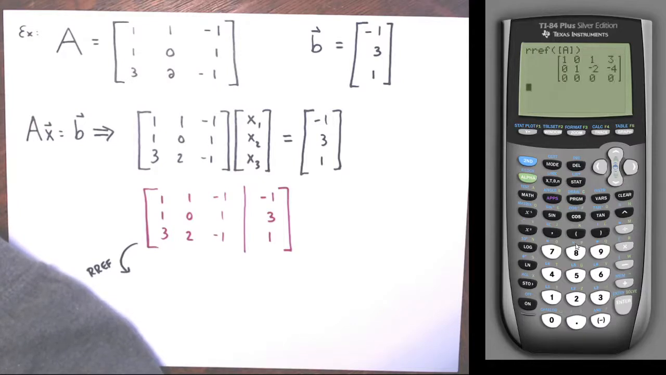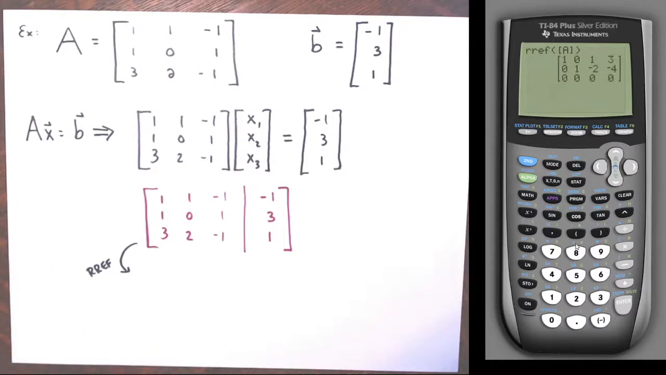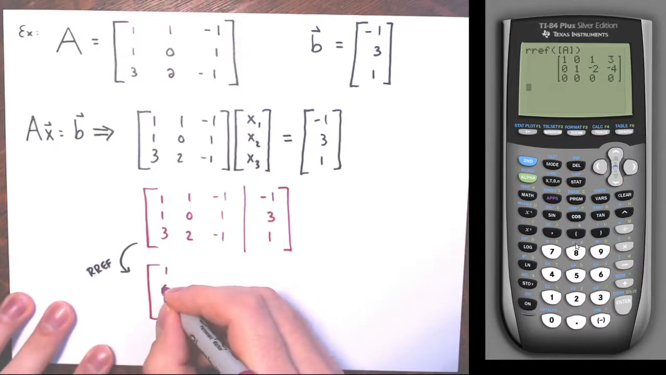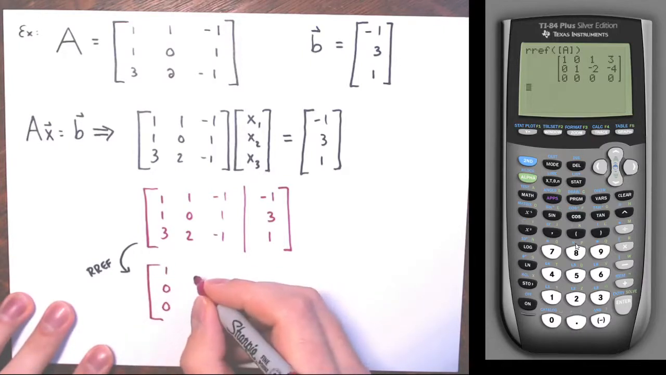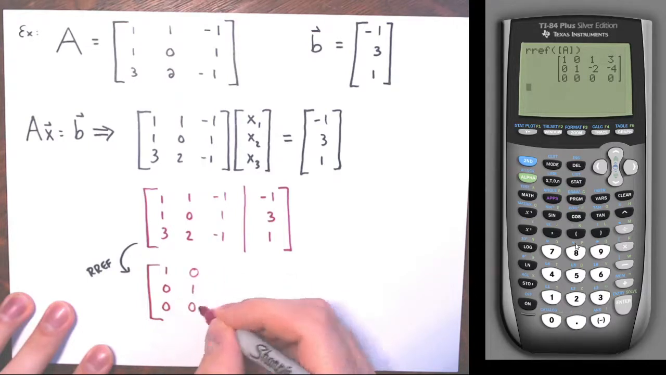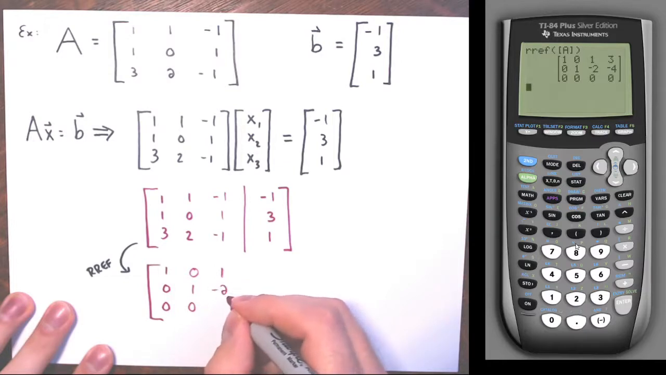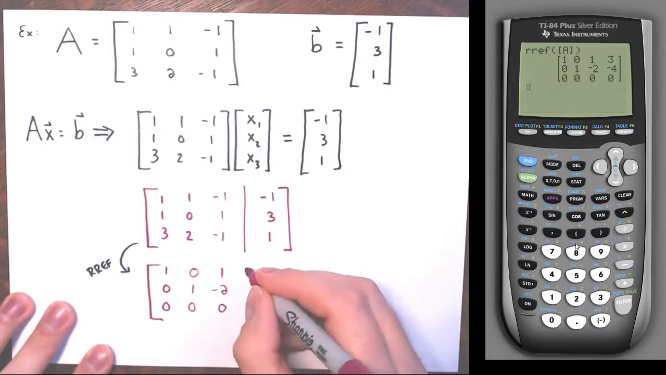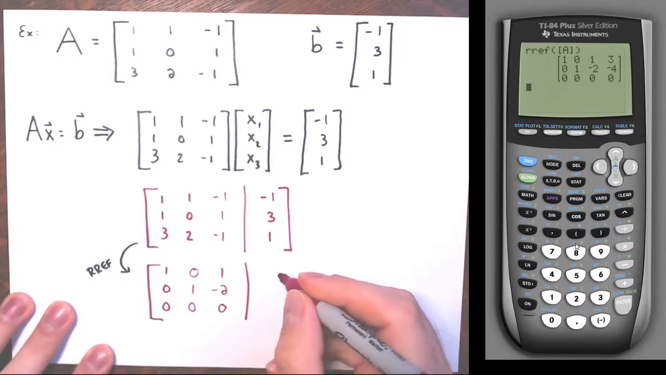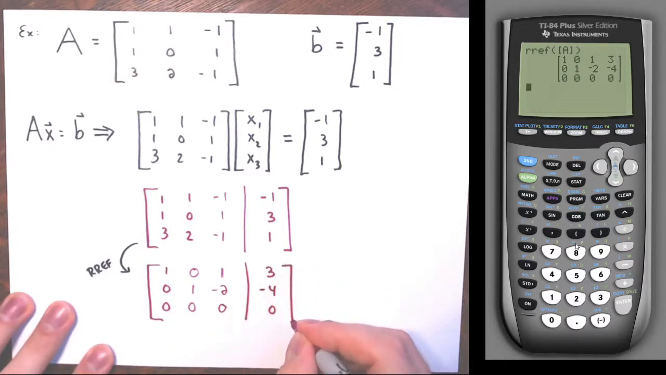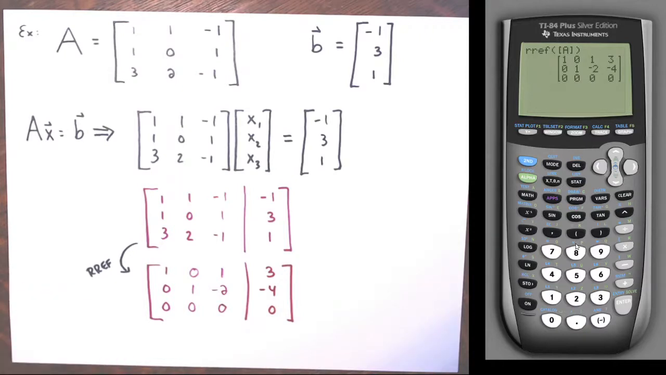Alright, so here we're getting this. 1, 0, 0 for the first column, 0, 1, 0 for the second column, 1, -2, 0 for the third column, little bar, and 3, -4, 0. Okay. So again, nice thing happening here, 0 equals 0 at the bottom. You can ignore that. That is a true statement.